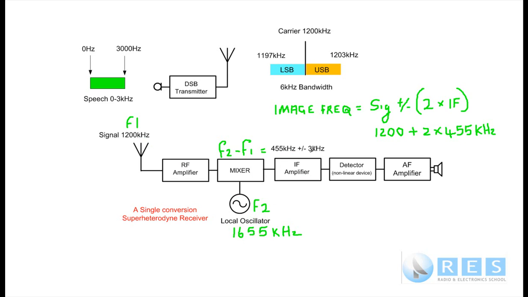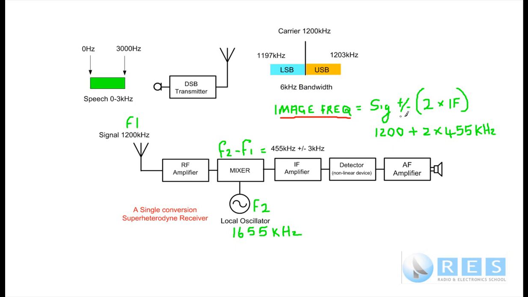But there is another signal that can, if it's available, if the signal is present at the antenna, that signal will also be converted to 455 kilohertz. And that signal is called the image frequency. And it's a disadvantage and a problem with superheterodyne receivers that we can easily overcome. And we'll talk about how we overcome that shortly.